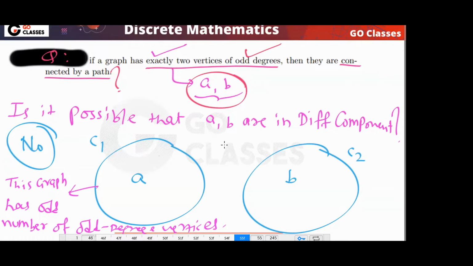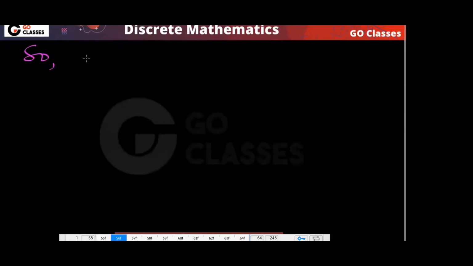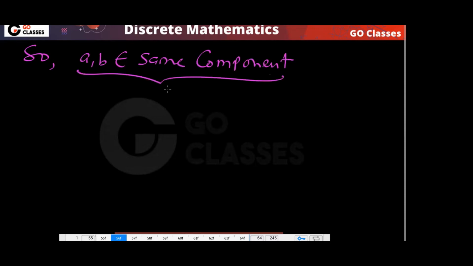We know that every graph has an even number of odd degree vertices. But in this graph now you have one odd degree vertex. So you have an odd number of odd degree vertices. So that is the contradiction. This is not possible. So they should be in the same component. So A comma B should belong to the same component. And what does this mean? It means there is a path between them.